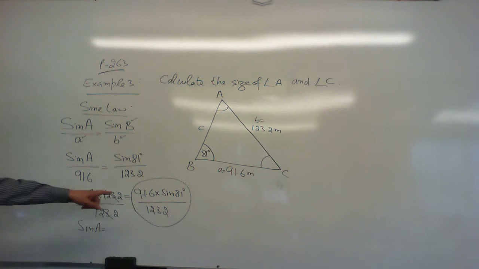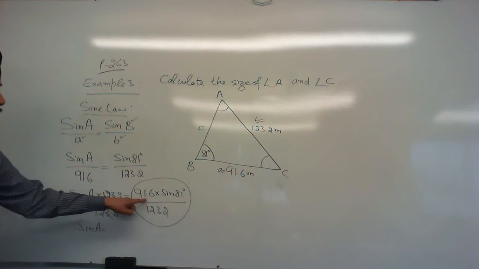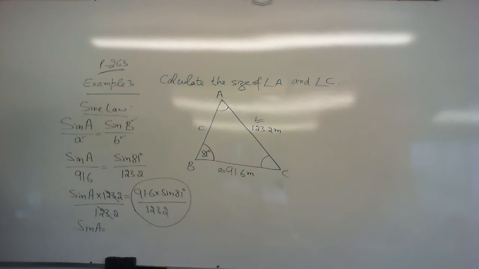So use your calculator to find this. Multiply 91.6 with sine 81 and then divide it by 123.2. You will need a calculator. I'll bring one for you.